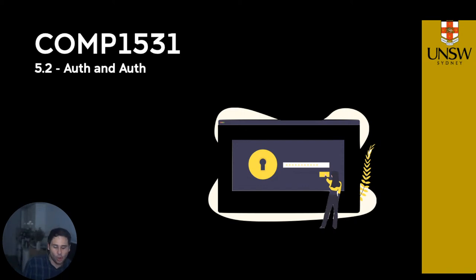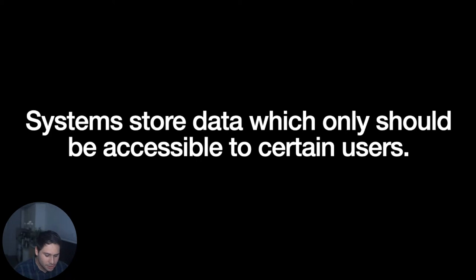Okay, so Auth and Auth, what are we talking about here? And why is it called the same thing twice? Let's take a step back. So in COMP1531, the major project that you're working on, we're building a system. You're building the back end to a web system. And one of the things when we're designing systems is that they need to be secure. So you can't have registered users access other users' data. You can't have non-registered users access particular user data unless that data happens to be public. So basically, we have these systems that should be storing data and making that data accessible only to specific users.